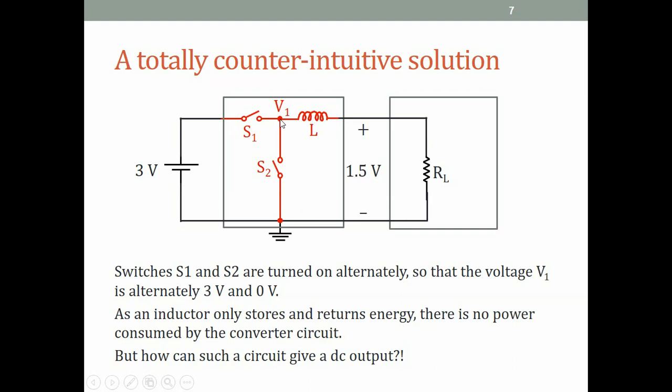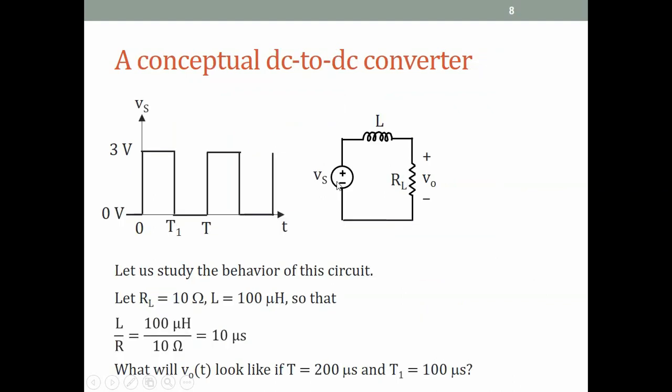is connect a voltage source here whose value is alternating between 3 volts and 0 volts. So our circuit is a voltage source, an inductor and a resistor, where the source alternates between 0 volts and 3 volts with some period. So this is a square wave, and let's say the period of the square wave is capital T and the voltage is 3 volts for a time capital T1.